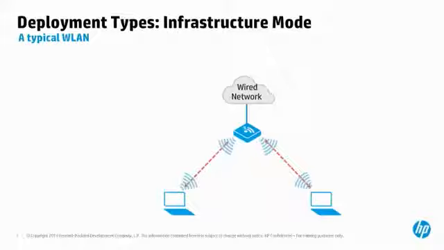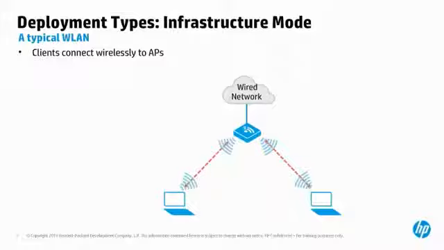Infrastructure mode is the most common deployment for wireless networks. This mode simply defines a typical WLAN, in which clients communicate to all other devices via an access point. The AP handles all communication among wireless stations and controls the security and speed parameters for the network.